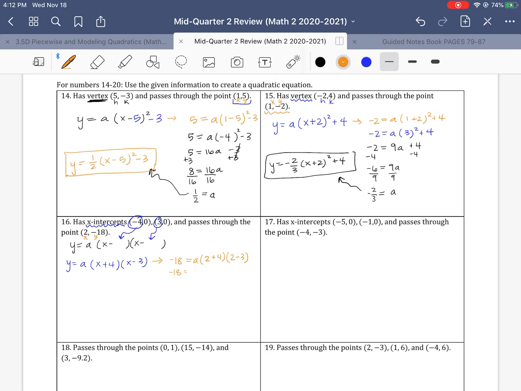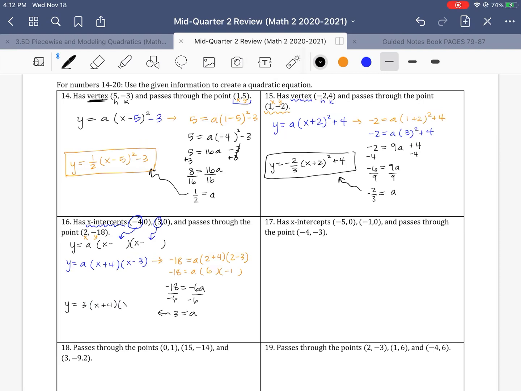Then we simplify. So remember, we start inside parentheses. So 2 plus 4 is 6. 2 minus 3 is -1. Remember, parentheses mean multiplication. So you've got -1 times 6 is -6 times a. That's -6a. And then we have our -18. So we divide by -6. And it looks like a is equal to 3. So for your final answer, you're going to put 3 in for that a value.